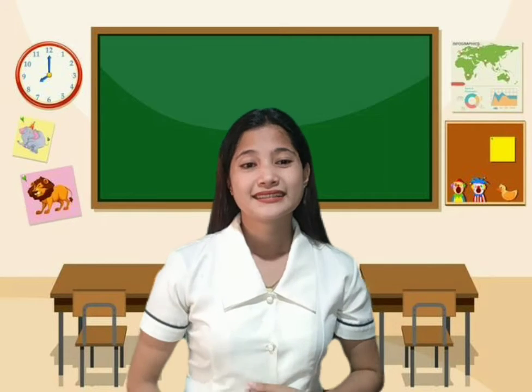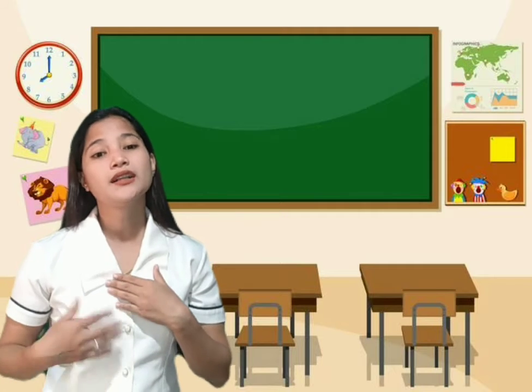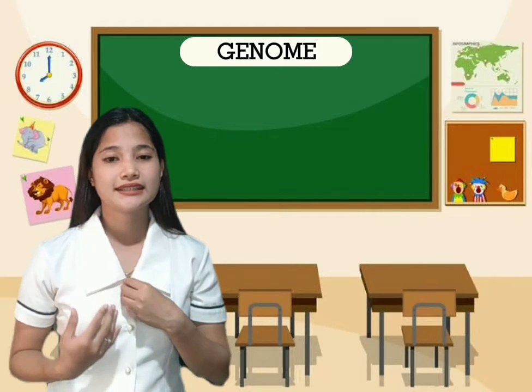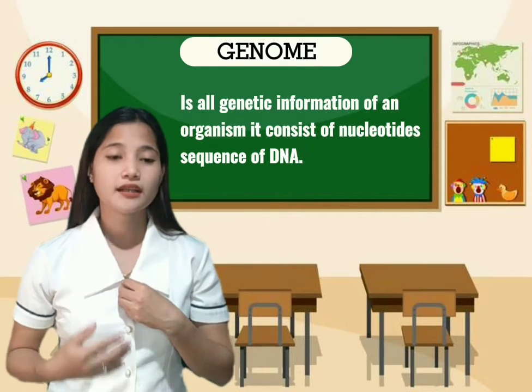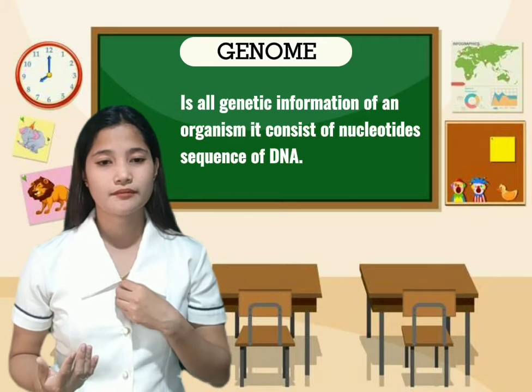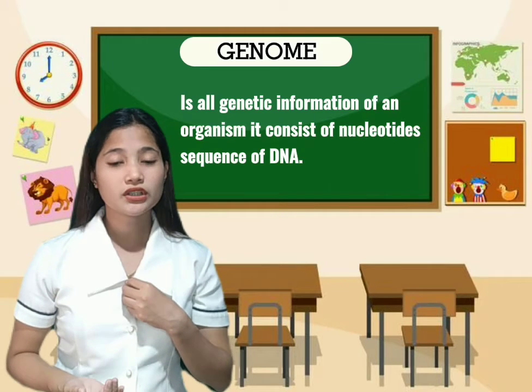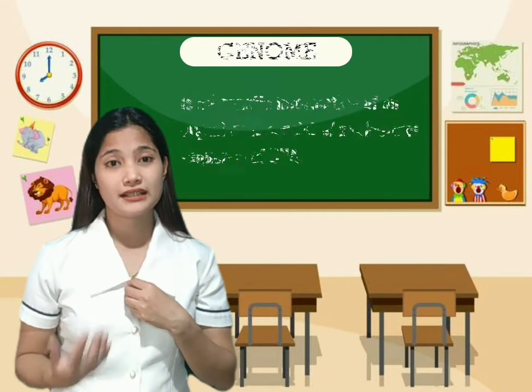So who could give me a short review about the past discussion? Okay, Tehome. That's great. Thank you, Tehome. Okay, it's all about the genome. We learned that the genome is all the genetic information of an organism. It consists of the nucleotide sequence of DNA.